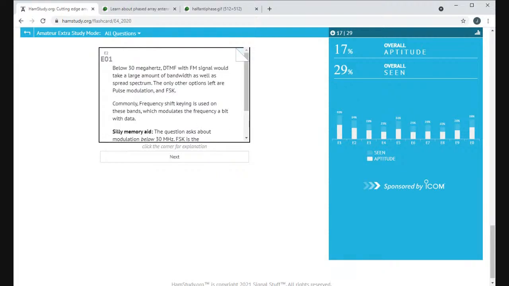And below 30 megahertz, DTMF with FM signal would take a large amount of bandwidth, as well as spread spectrum. The only other options are pulse modulation and FSK. Commonly, frequency shift keying (FSK) is used on these bands, which modulates the frequency a bit with data.